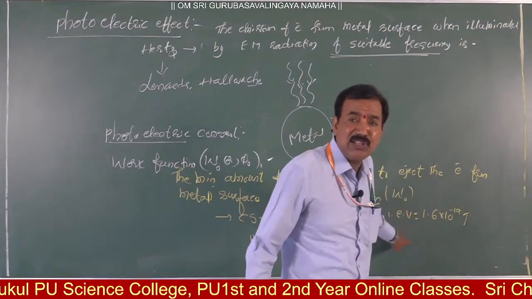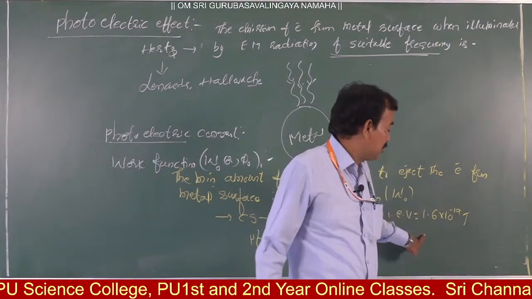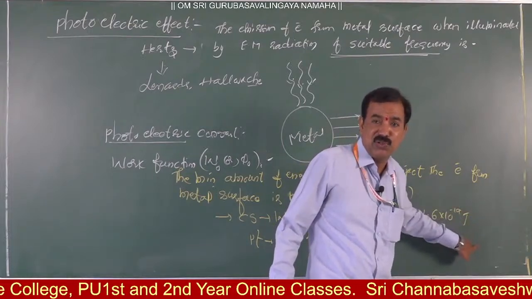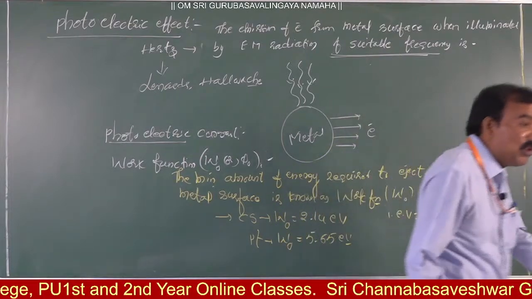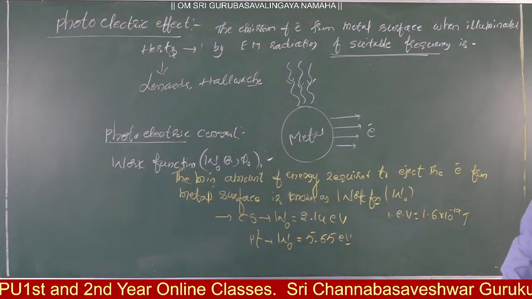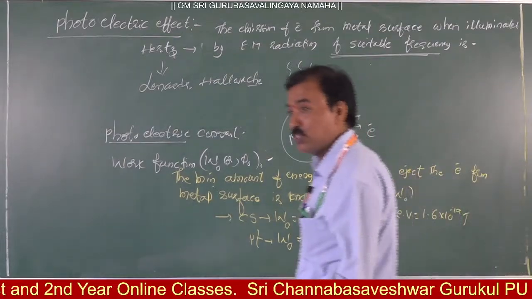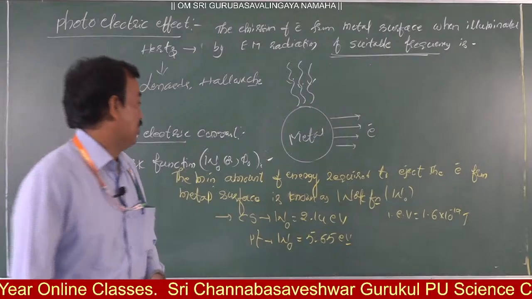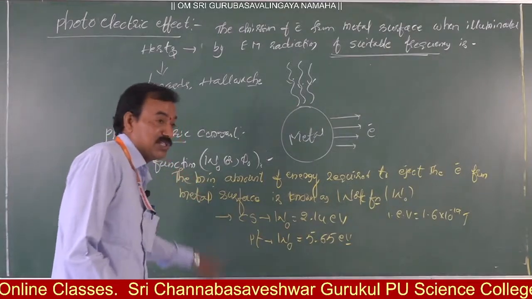So what is the relation between energy in joules and the electron volt? 1 electron volt is equal to 1.6 into 10 to the power of minus 19 joules. The electron volt is a unit used for the work function, and simply it is a unit for fundamental particles only. So what is the meaning of work function?